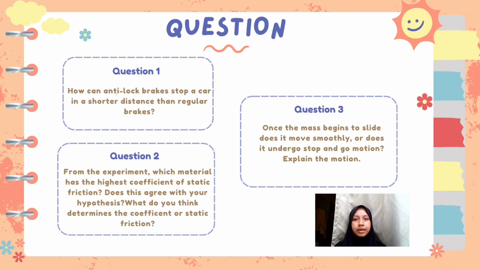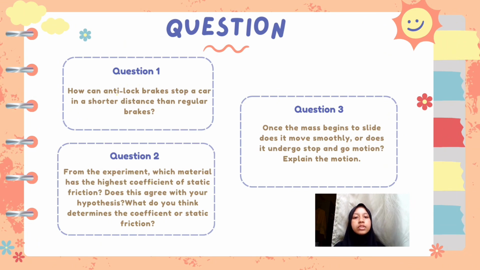From the experiment, the rubber surface on the floor has the highest coefficient because there is friction between the rubber and the surface. The rougher the surface, the greater the friction. Thus, the coefficient of static friction is determined by the frictional resistive force.